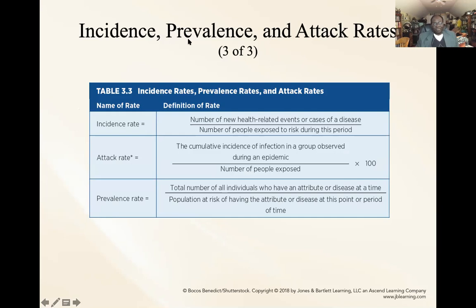Now, incidence, prevalence, and attack rate. Look at the table here. Try as best as possible to understand some of these definitions of rate. Number of new health-related events or cases of disease divided by the number of people exposed to the risk during the period.